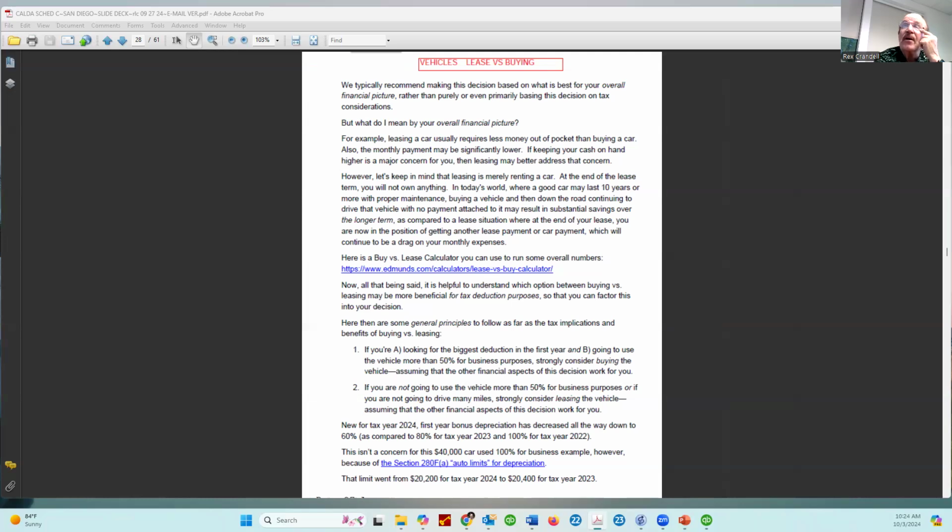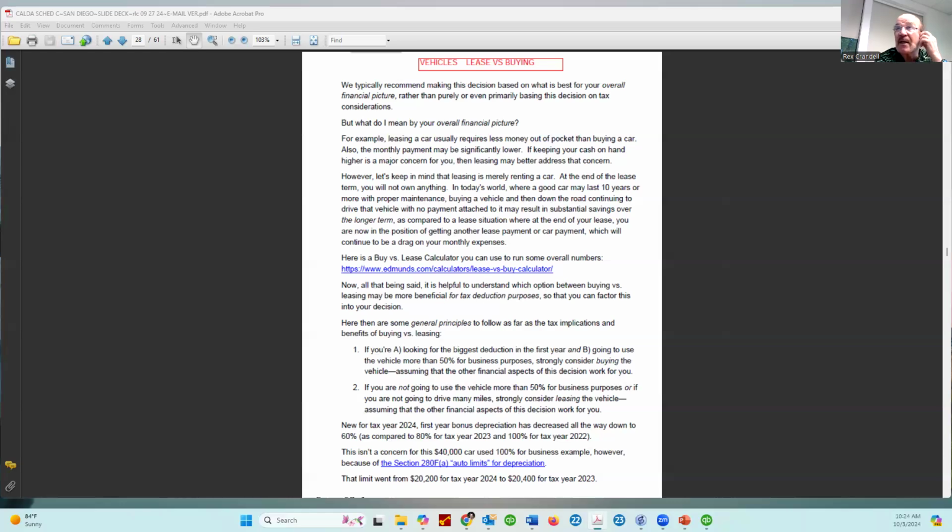Keeping your cash on hand may be a higher concern for you, so leasing may be better in your situation. However, let's keep in mind that leasing is merely renting a car. At the end of the lease term, you will not own anything. In today's world, a good car may last 10 years or more with proper maintenance.